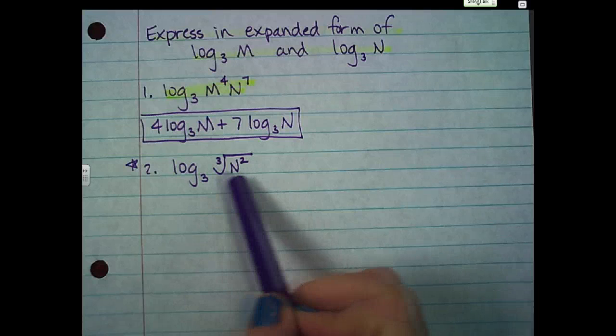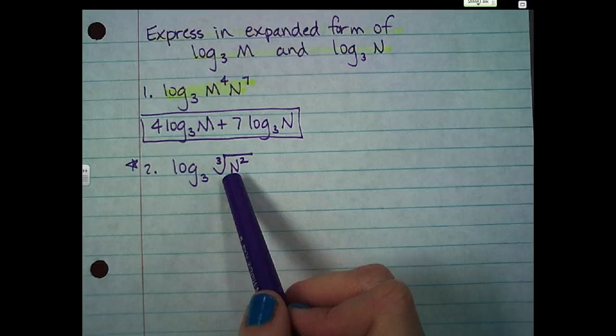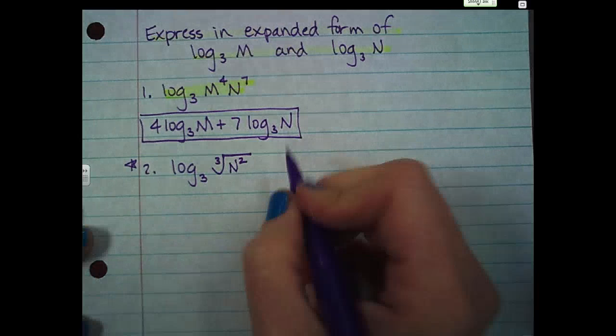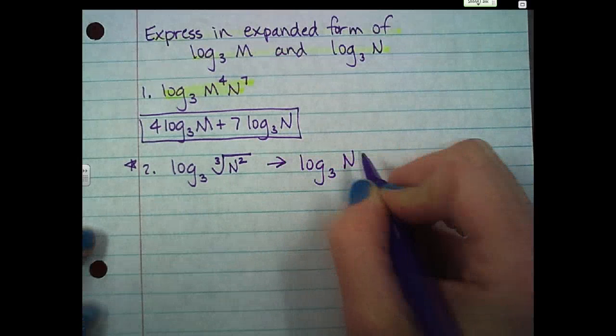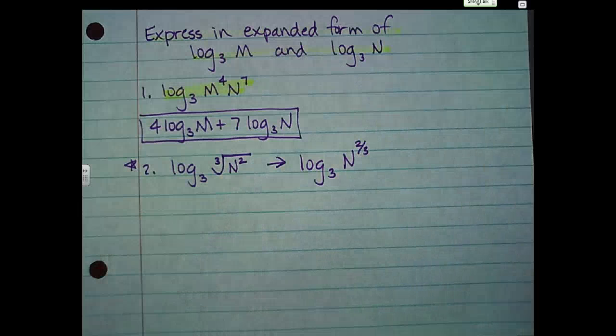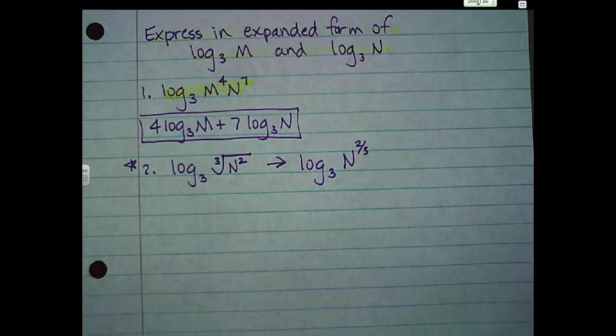Is there an exponent here? No. Can you create one? What exponent could I change the cube root of n squared to? The rule is power over root. So if I wanted to rewrite this, I would say log base 3 of n, the power is 2 and the root is 3. If I want to expand it, that gives me something to do with it, because there's no multiplication, no addition, no division. So now I'm just going to apply that rule by pushing the exponent.